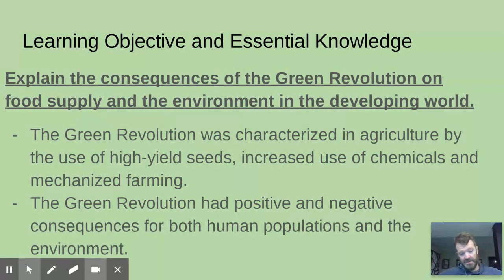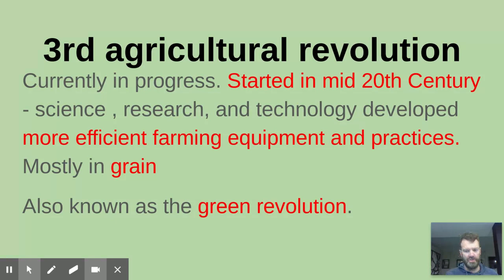Okay, and it even further multiplies how much food people can produce. The Green Revolution has positive and negative consequences, and we are still seeing the results of both of those. This is an ongoing thing. Currently in progress, it started in the mid 20th century, so like 50 years ago. Science, research, and technology developed more efficient farming equipment and practices. This is technology. We just got better at what we were doing.